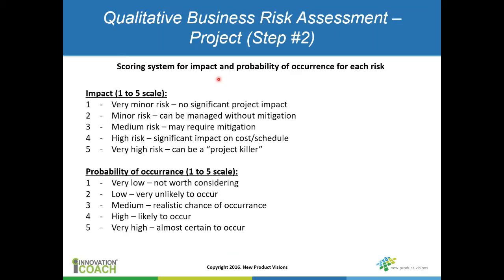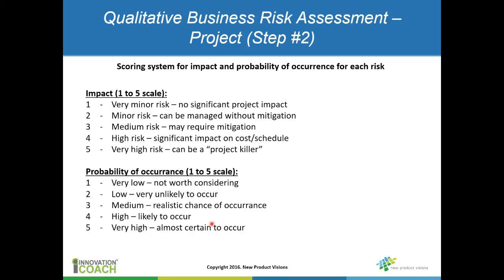and you score them on two factors. One is impact to the project on a scale of 1 to 5, so 1 being really no significant impact to the project, to 5 considered a project killer. If this happens to the project, it can kill the project. So that's the first thing, is the impact. Secondly is the probability that that will occur. From 1, not worth considering, to 5, it's almost certain to occur. Okay, so these are the two factors that you score each one of those on.